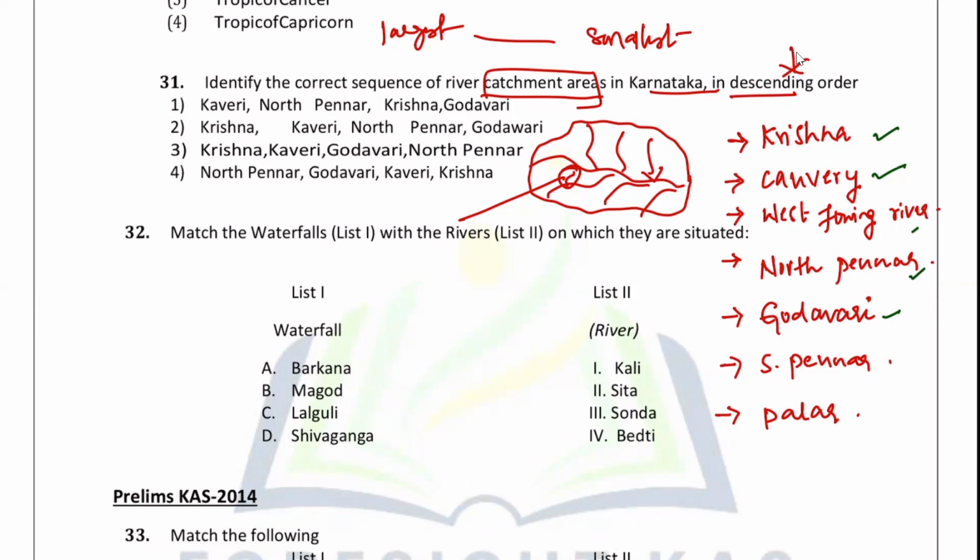This is also called Dakshin Gangotri in South India. Then Southern Pennar, whose origin is again the Nandi Hills. Then Palar, this is also from the Nandi Hills. So these are very important rivers. In terms of catchment area, we know that Krishna is first, the second is Kaveri, and third is North Pennar. Then last is Godavari. So third is North Pennar, last is Godavari.